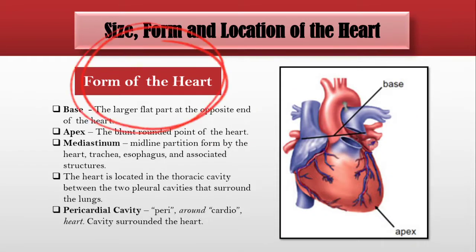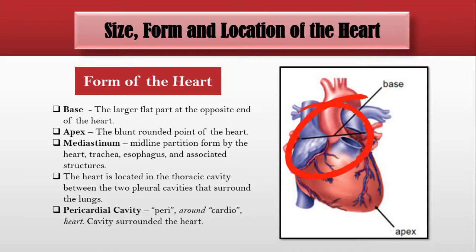So next is the form of the heart. We have what we call the base, which is the larger flat part at the opposite end of the heart. As you can see in the picture, that is our base. Next is the apex. It is the blunt rounded point of our heart. Next is the mediastinum, the midline partition formed by the heart, trachea, esophagus, and the associated structures. So, the location of our heart: it is located in the thoracic cavity between the two pleural cavities that surround our lungs.